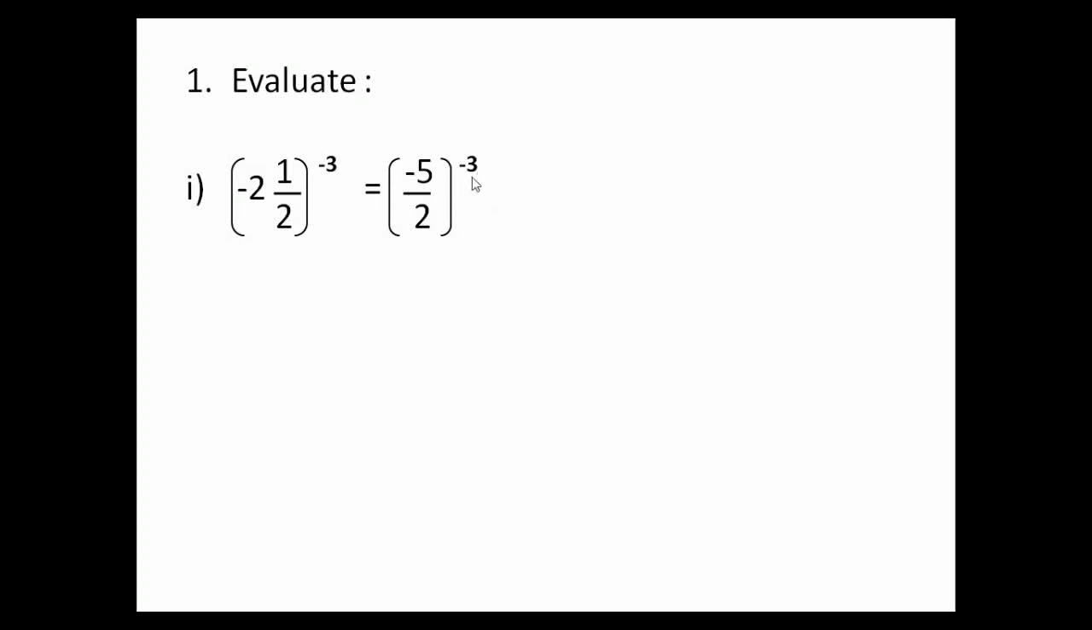Now observe here that the power is negative, the exponent is negative, so we'll try to change it into positive. So what happens when we change the exponent into positive? We reciprocate, isn't it? a by b will become b by a, and the exponent will become positive. So this -5 by 2 will become -2 by 5 whole raised to the power 3.